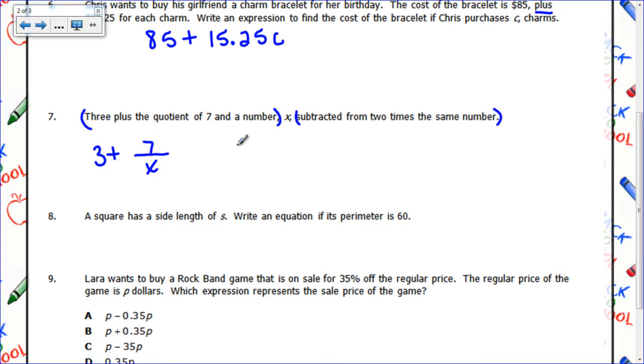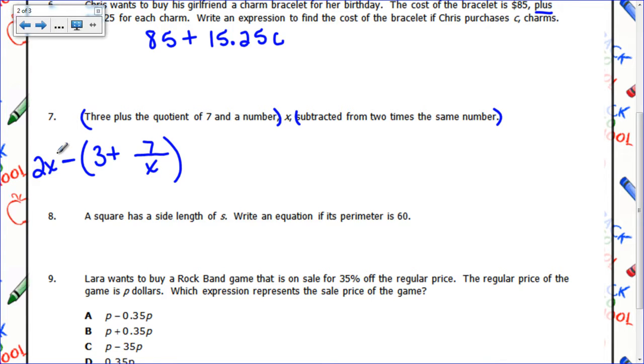And all of that is being subtracted from something, which means that the minus sign has to go in front of it. If I am subtracting something, if it is being subtracted from, that's what's being taken away. Again, flip-flop words just like before. And it's being subtracted from 2 times the same number, which is x.